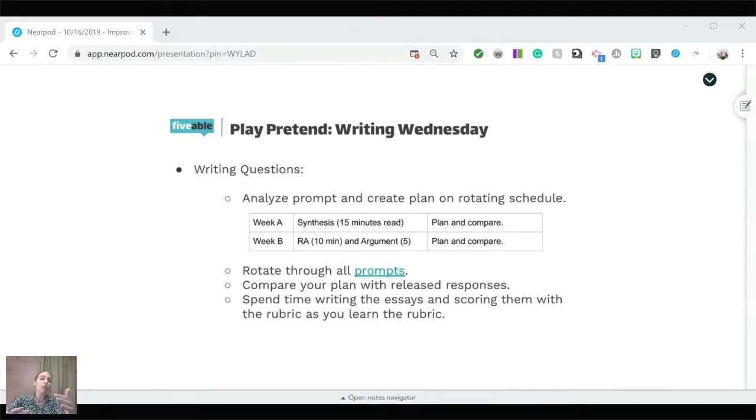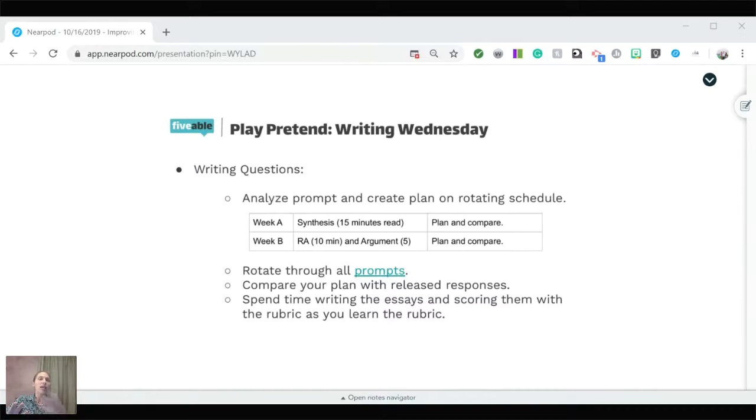Now, as you get more comfortable with your plan, one thing that is going to help you is if you actually start to write the essay. That is something that will be there for you, okay? That way you can spend time writing the essay, and then as you learn the rubrics, go through and actually score your essay with the rubric. Ask somebody else to look at it with the rubric. That can be a really powerful tool because when you know the rubric, you know exactly what you've got to do to get the score that you're trying to get, and that's great. So rotate through all of the prompts.